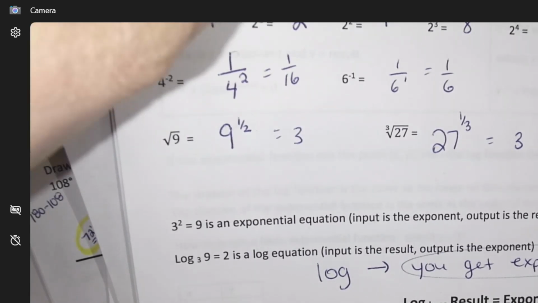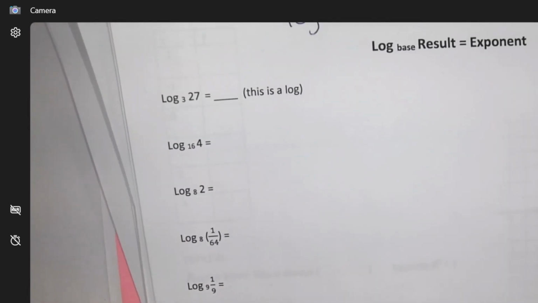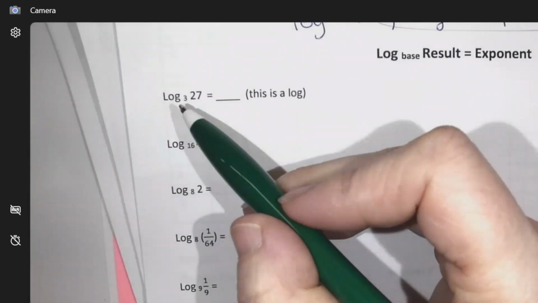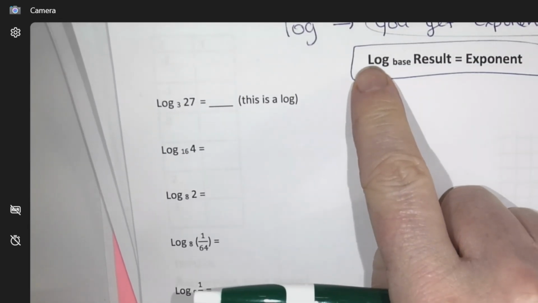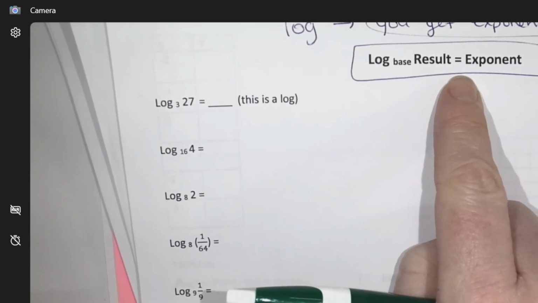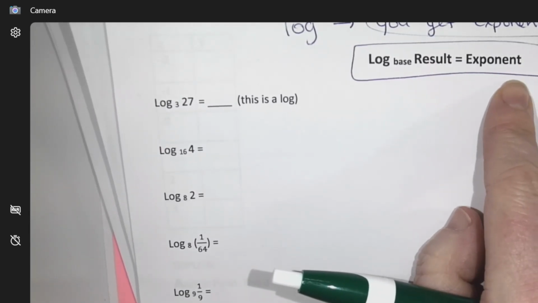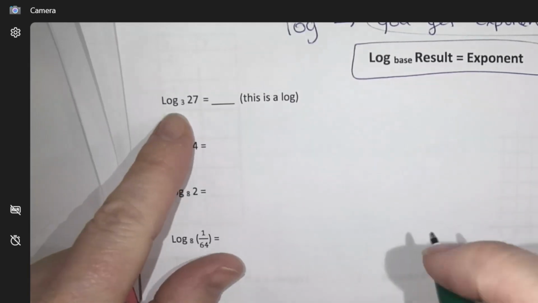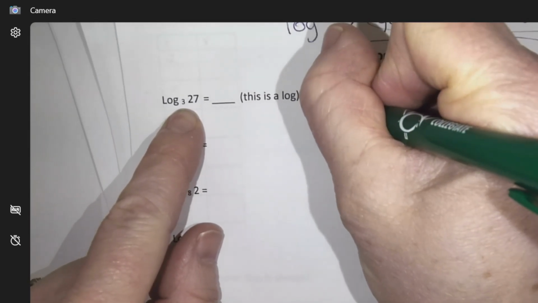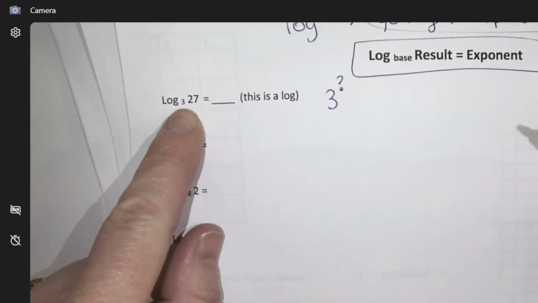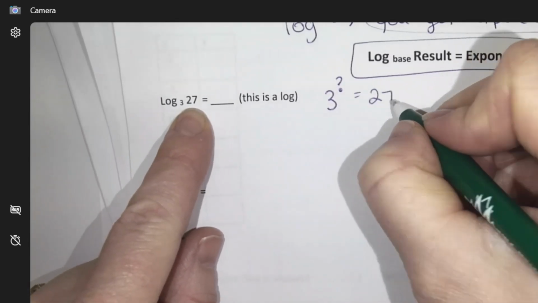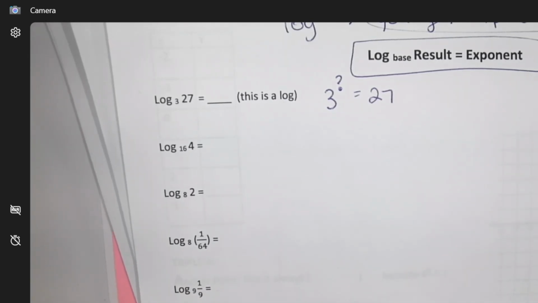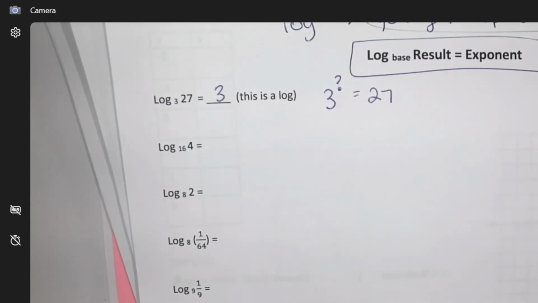Okay, so here are some logs. Let's figure them out. So the logarithmic equations here. Here's the format. Log base, result, equals, and then we have to get to the exponent. So here 3 is the base. We have to think of the exponent that made a result 27. So that's what I'm doing. What's that question mark going to have to be? 3. 3 cubed equals 27.